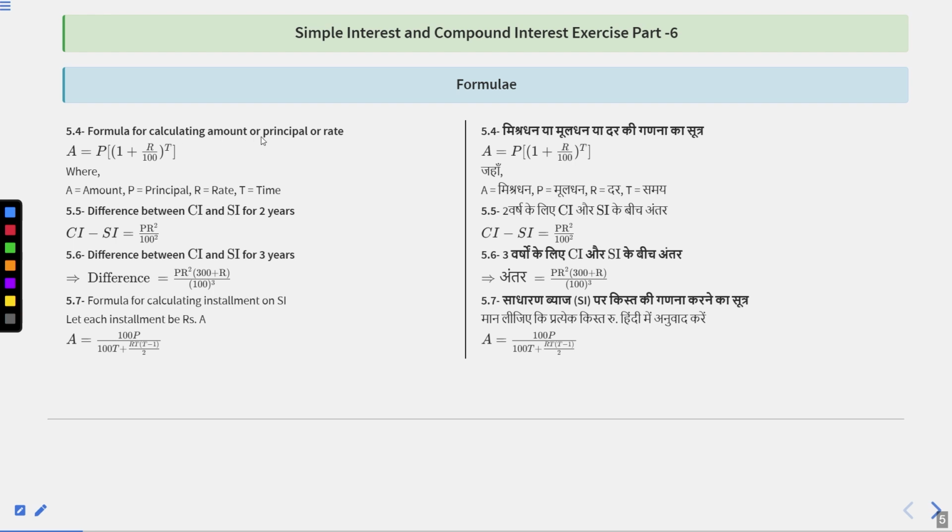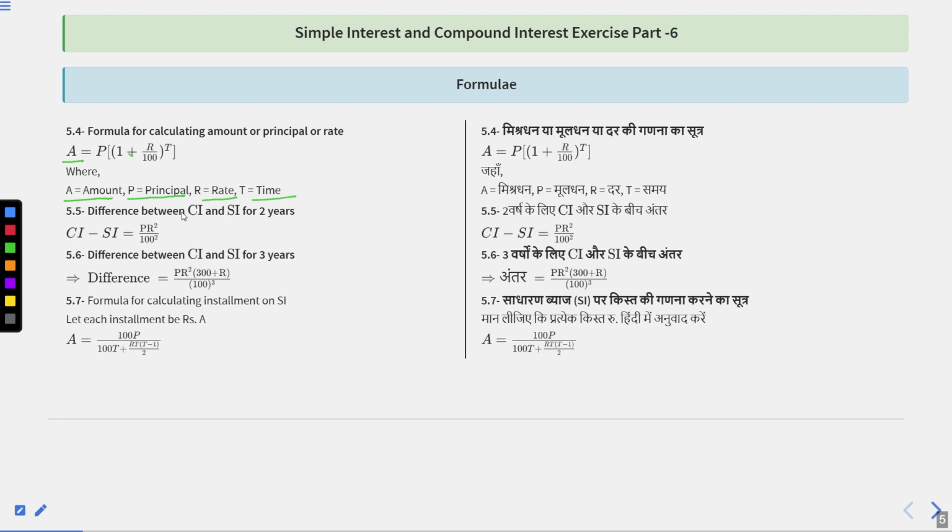Formula for calculating amount or principal or rate. If we know the formula of amount at compound interest, amount is equal to P into, in the bracket, 1 plus R upon 100 to the power T, where A represents amount, P represents principal, R represents the rate of interest and T represents the time.